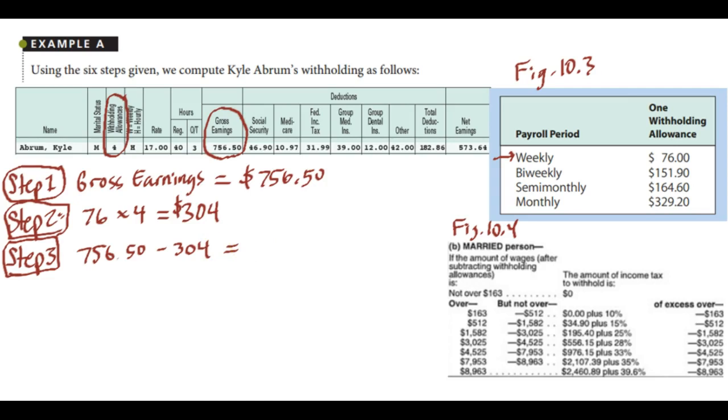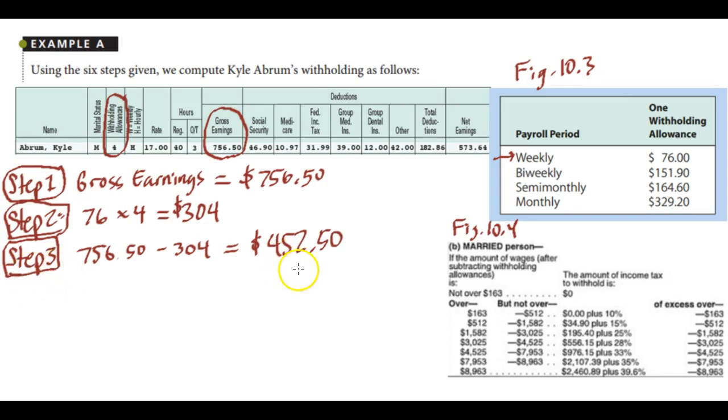Now I want to make a connection with your W-4. You may know this if you've dealt with W-4s before. If you don't know this, it's okay. Realize that the more allowances you have, the less money they're going to take out of your paycheck, so the more money you're getting back. The fewer allowances you have, the more they're going to be taking out of your paycheck. And you can see this in step 3.